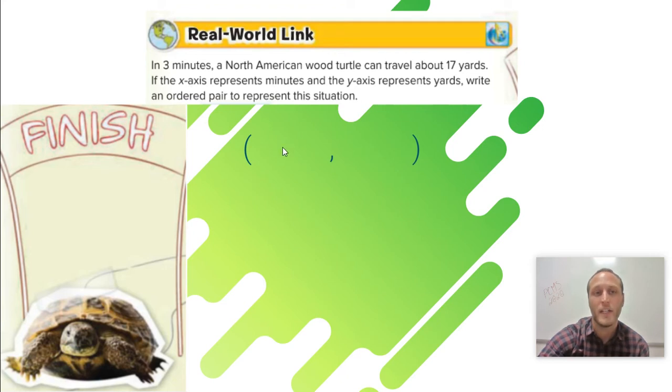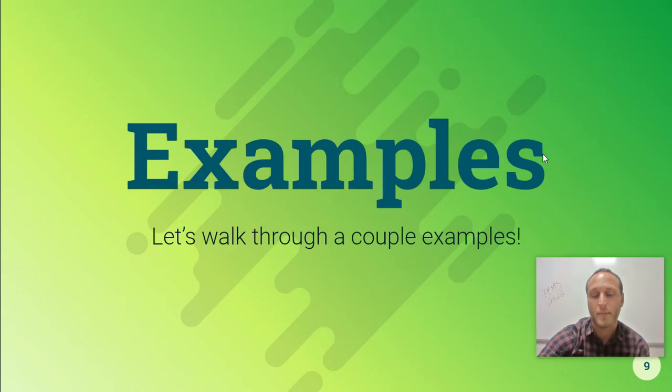So I'd put a 3 here, and then the Y is going to talk about yards. So if I were to write this, it would simply be 3, 17. Okay, let's look at some examples with ratio tables.